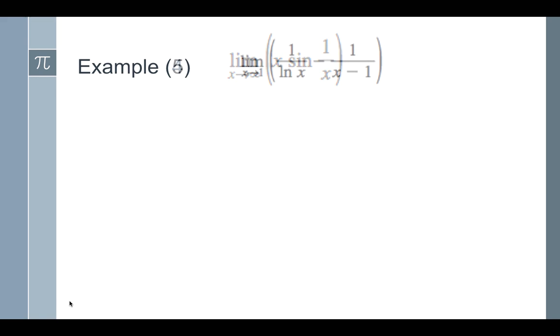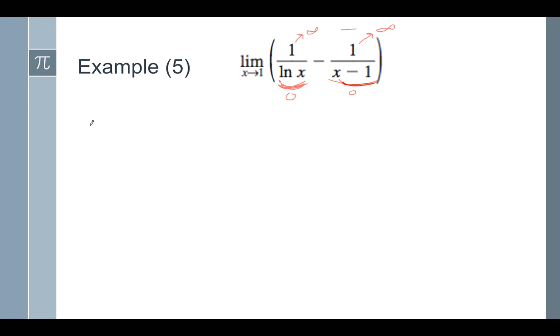All right, last one. Oh, look at that. It's the infinity minus infinity form as x goes to 1. As x gets closer to 1, the natural log of x gets closer to 0. That means 1 over this thing is getting closer and closer to infinity. Likewise, as x goes to 1, this other thing is getting closer and closer to 0, so the fraction is getting closer and closer to infinity.